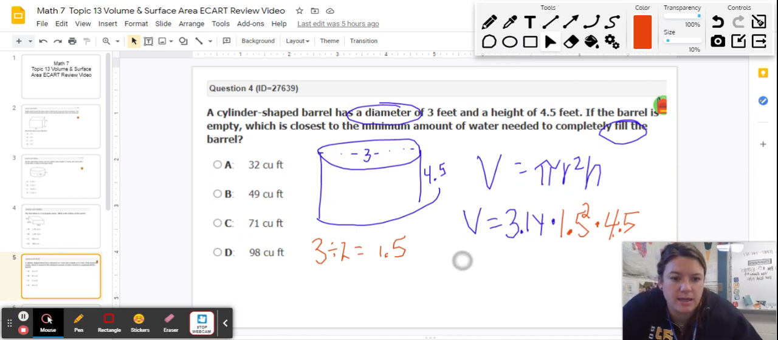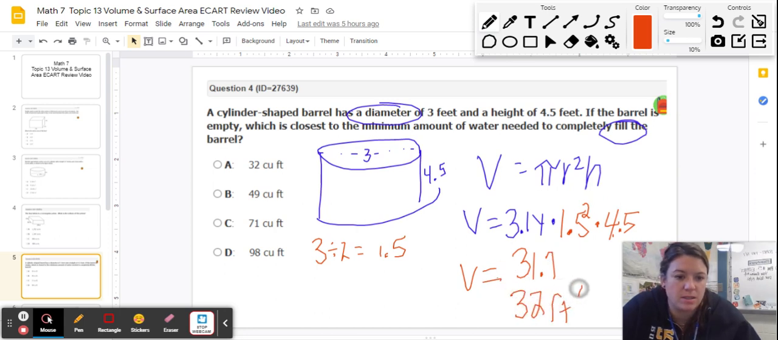All right, guys, did you get 31.79, which is pretty close to about 32 cubic feet?